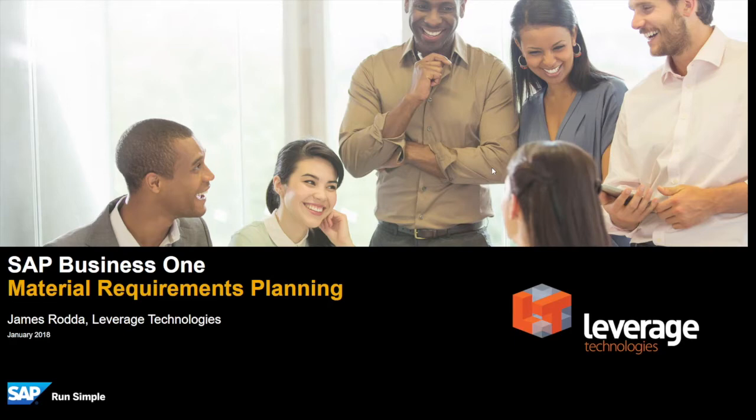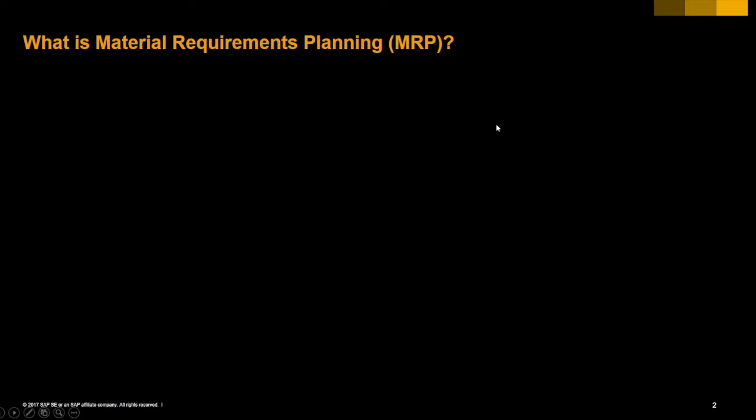The objective of today's presentation is to explain the concept of Material Requirements Planning and how an organisation can utilise that feature to optimise their inventory. From there, we'll demonstrate the feature within SAP Business One, showing the configuration and workflow to run it successfully within the application. So, what is Material Requirements Planning, or in short, MRP?